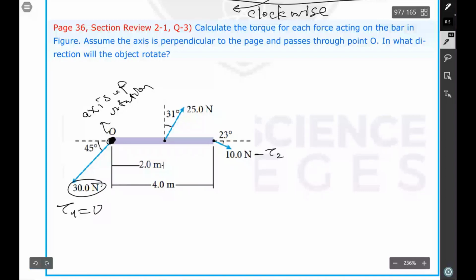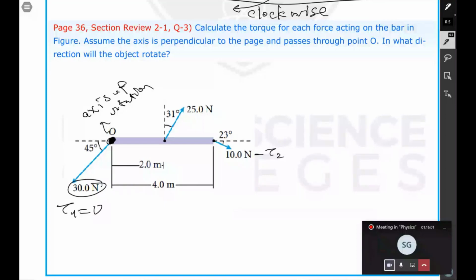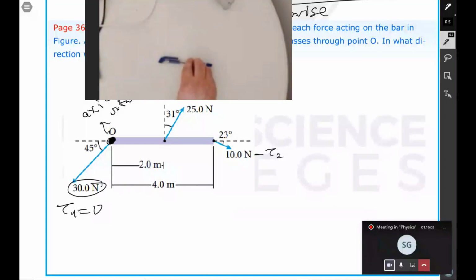This produces the second torque, 10 Newton force. So now let's get the direction of rotation first. Is the direction of rotation clockwise or counterclockwise? I will again use my pen. So this is the pen. The force is in here. The axis of rotation is right here on the left side.